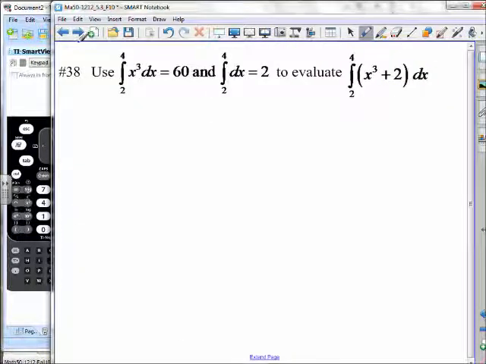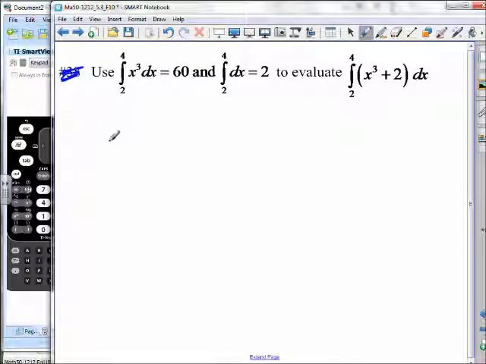So let's go now to another problem here. This is just using one of those properties. If you want to integrate from 2 to 4, we know the integration of x cubed from 2 to 4 is 60. We know the integration of dx. Now this is kind of curious. This is just the differential. Where's the function? Where's the function on that?